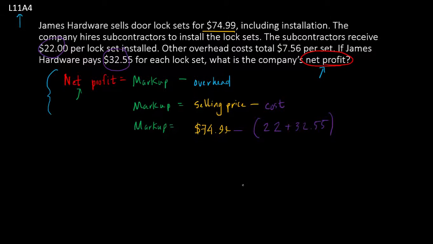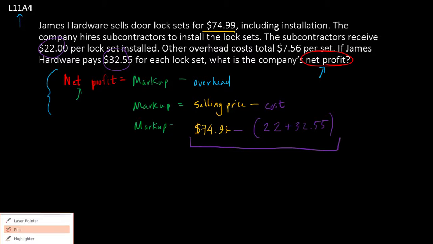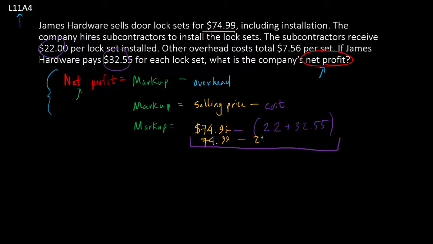Okay, this is the cost to the company. So again, because we're paying subcontractors $22 per lock, that's a cost. And then James Hardware pays $32.55 for each lock set anyway, so we add that as an additional cost. Now if I subtract these, I'll find markup. Notice that I also could have written this as $74.99 minus 22 minus $32.55. That would have been the same thing. I would have been distributing the negative symbol. So when I do the subtraction, that tells me that my markup is equal to $20.44.